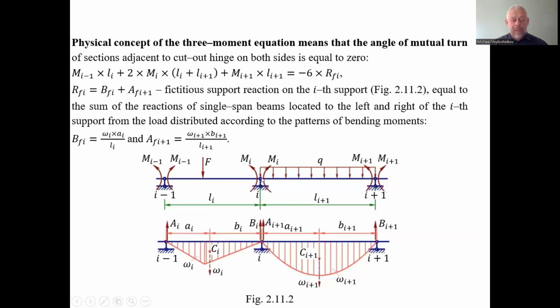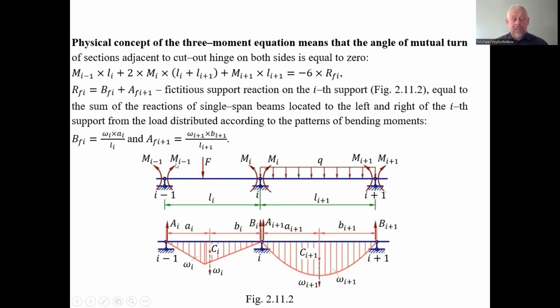The moment communicated from the right span to the left one, and from the left one to the right span, to each other. The moment is of the opposite direction but of the same magnitude, Mi. These are fictitious moments. We assume that they exist, and we have to find these moments.